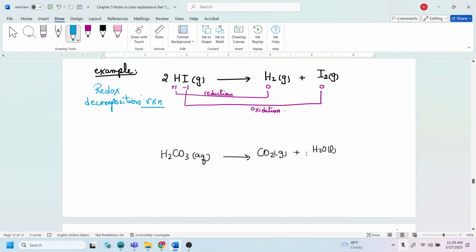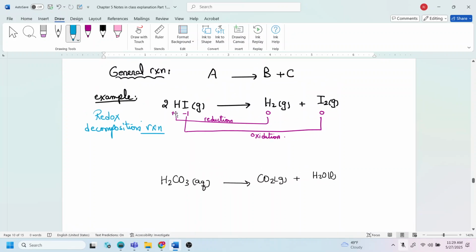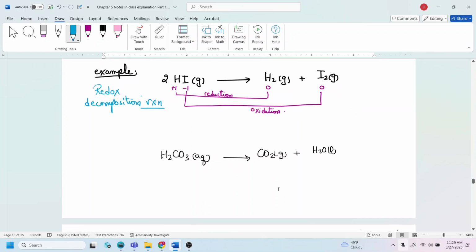This is another example of decomposition where A turns into B plus C, right? By the way, when you do the reduction and the oxidation half reactions, make sure that the equation is balanced before doing this. So here the equation is balanced, and I'm just going to proceed forward. Calculate the oxidation number for every single element. So hydrogen here is going to be +1.